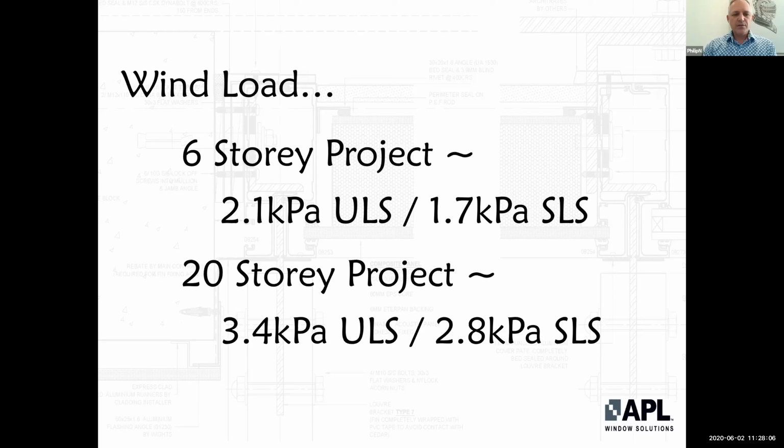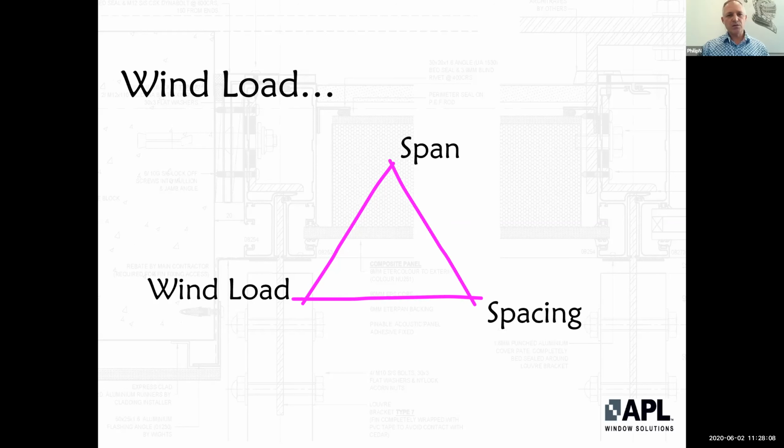Now, these are the 3 criteria that we use when we assess our window systems. Obviously, wind load is pretty obvious. That has a fairly profound effect. The span is generally the height of the system, and the spacing is the centers between the mullions or the glass panels, if you like. And if you change any one of those 3, it will affect the other 2.